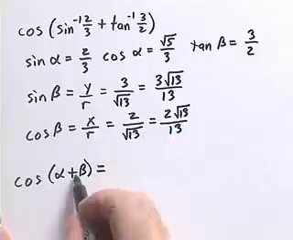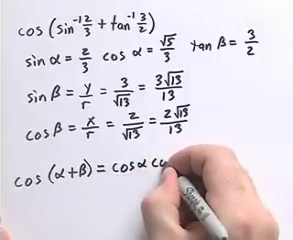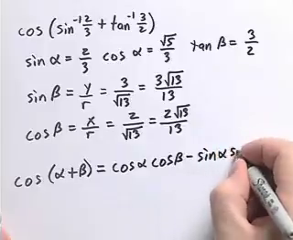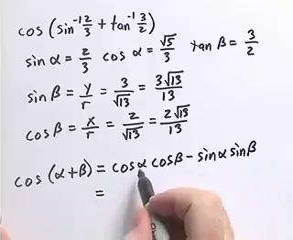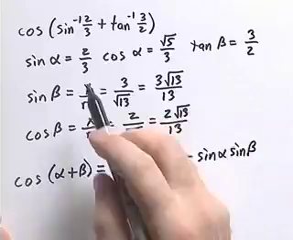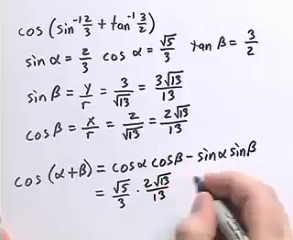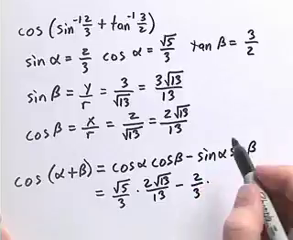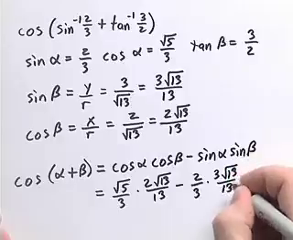We're going to use the sum rule for cosine to rewrite this as cosine alpha cosine beta minus sine alpha sine beta. Then we're going to plug in our known quantities. Cosine alpha is the square root of 5 divided by 3. Cosine of beta is 2 times the square root of 13 over 13. Sine of alpha was 2/3. And the sine of beta is 3 times the square root of 13 over 13.